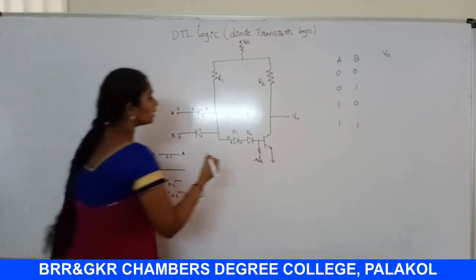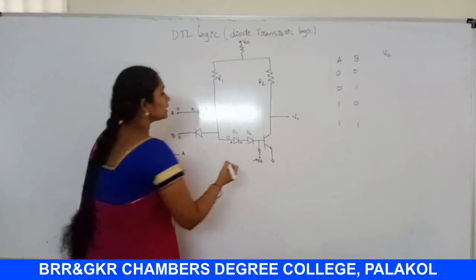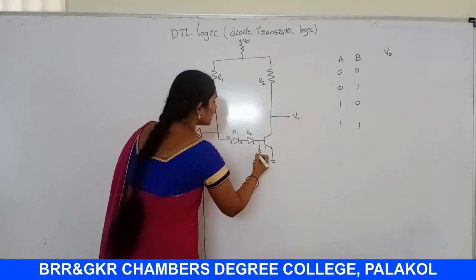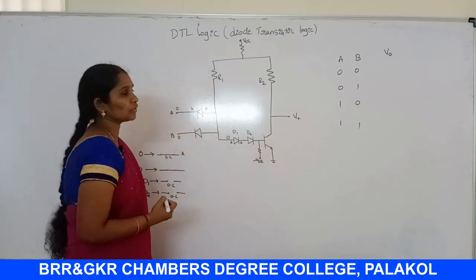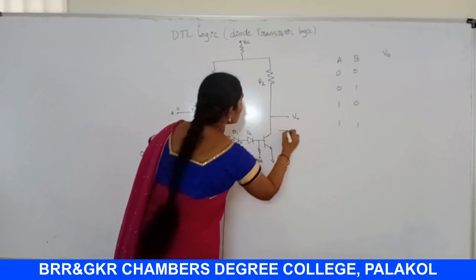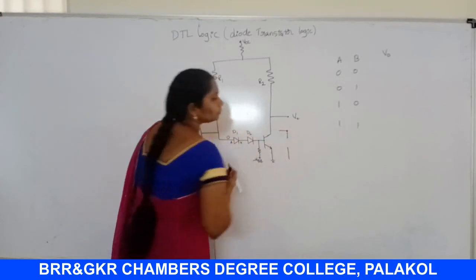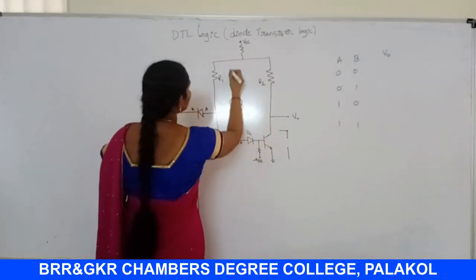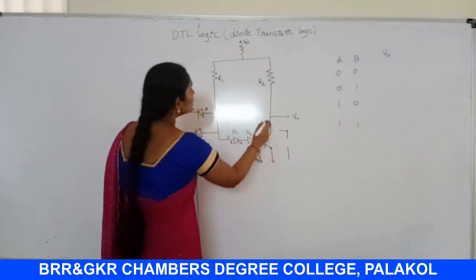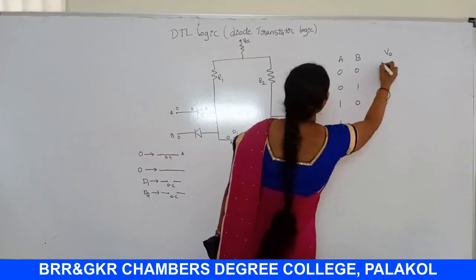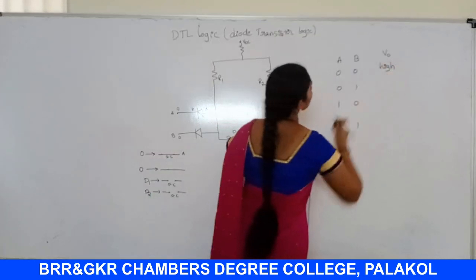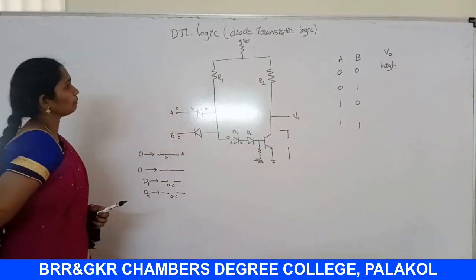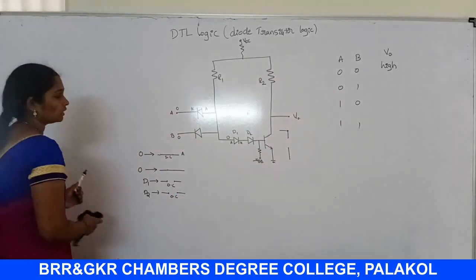So whatever the negative voltage is, it cannot drive this transistor. This negative voltage is not enough to drive this transistor. Therefore this transistor is also an open circuit. That means there is no path for the supply voltage to travel to ground. Therefore the output voltage is high.